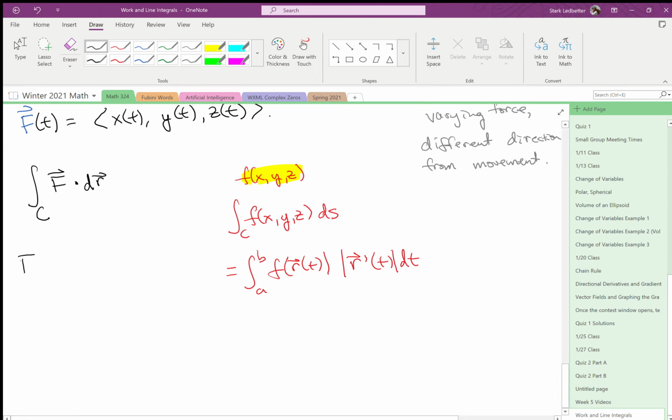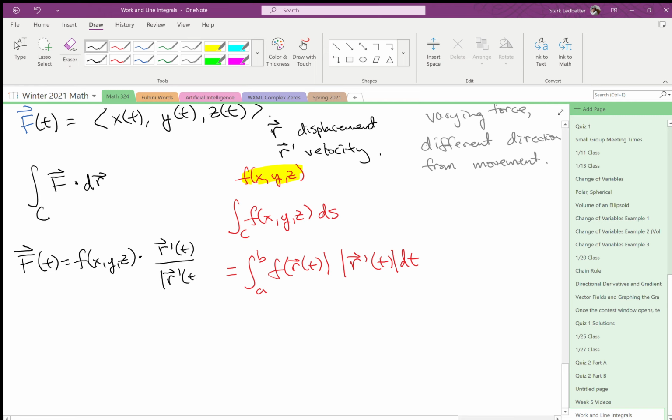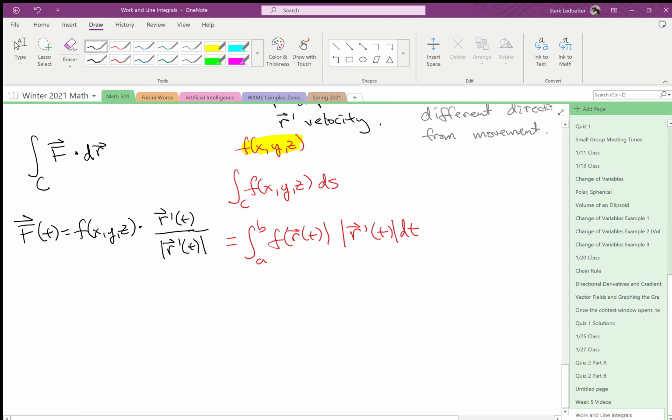Then we would just set our big F of t equal to our little f of x, y, z, which is a scalar, but we multiply by the unit vector in the direction we're moving. And if r is the movement or displacement vector, then r prime is our velocity vector. So the unit vector in the direction that we're moving is r prime of t over the magnitude of r prime of t. And if we just set that equal and plug it into this formula, let's see what happens.